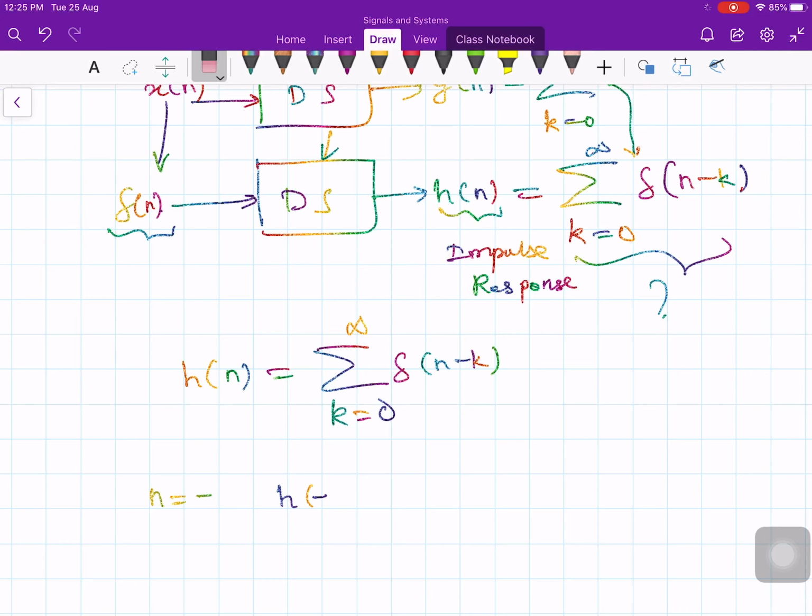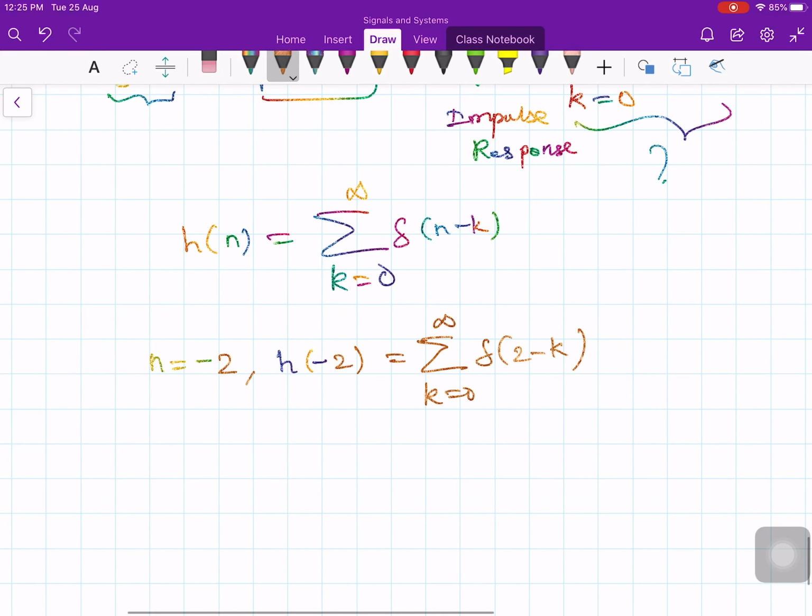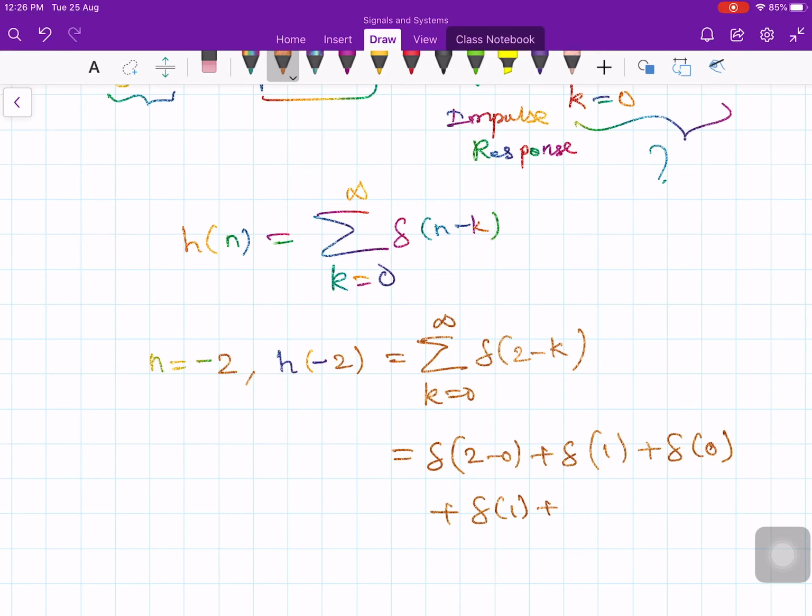Minus 2. So h of minus 2 is equal to the summation of k equals 0 to infinity of del of 2 minus k. Now substitute k equals 0, 1, 2, 3, 4 like that, and expand the summation. Del of 2 minus 0 is 2, plus del of 2 minus 1, which is 1, plus del of 0, plus del of 1, plus del of 2, and so on, it keeps going.